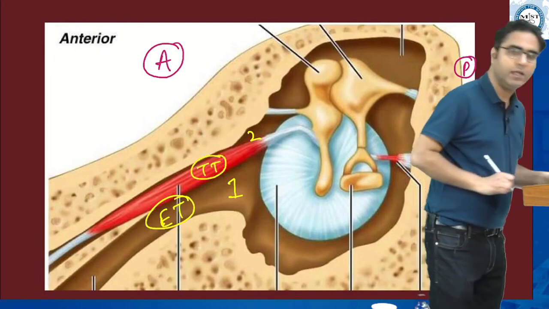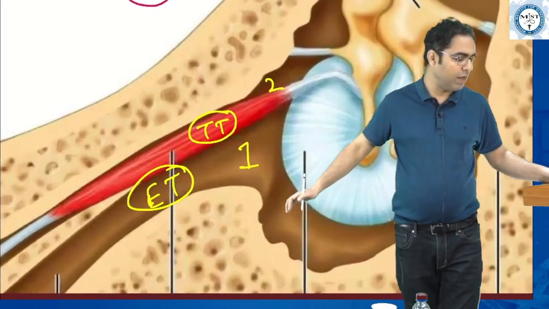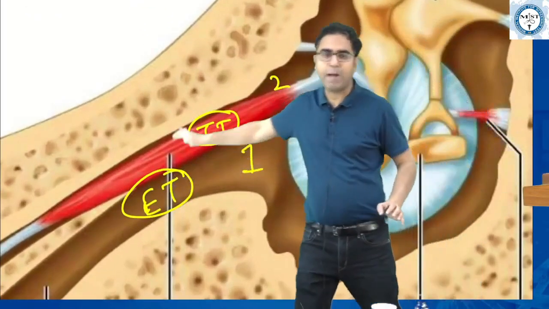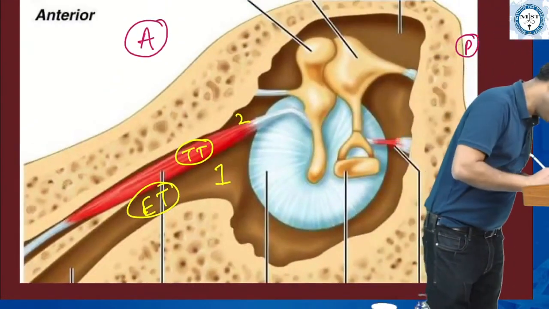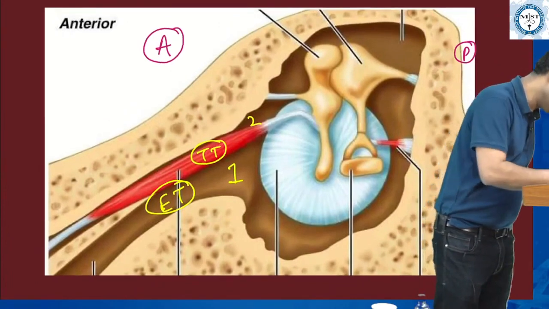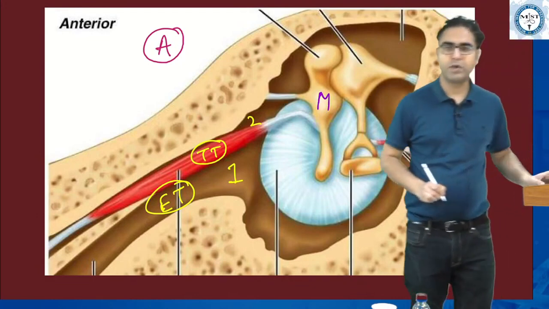Can you see a muscle here, beta? Tensor tympani muscle. Please see on the screen. The anterior wall has two openings. The lower opening is for ET, upper is for TT, and tensor tympani attaches to which ossicle? Malleus, beta. Okay? Am I clear, beta?